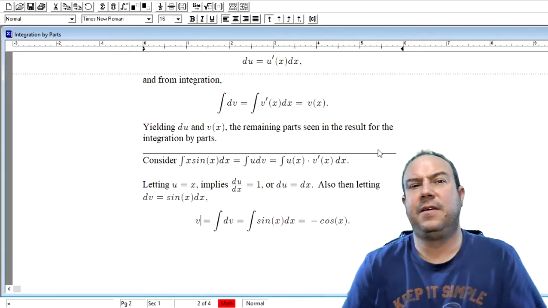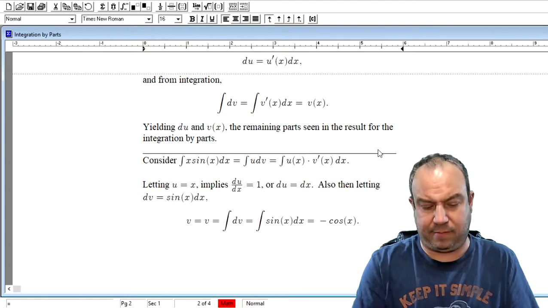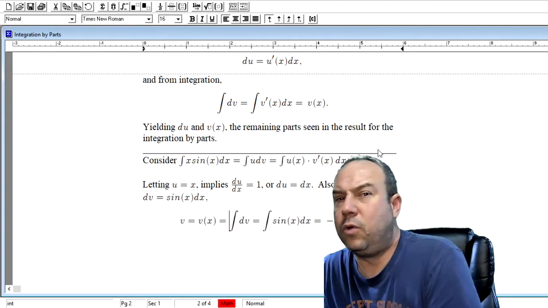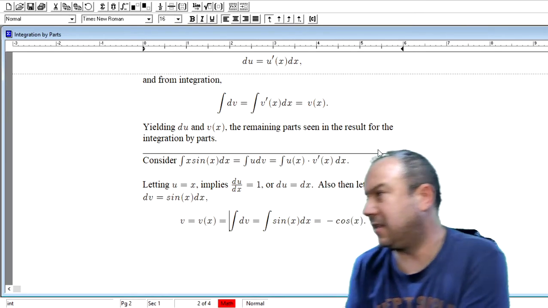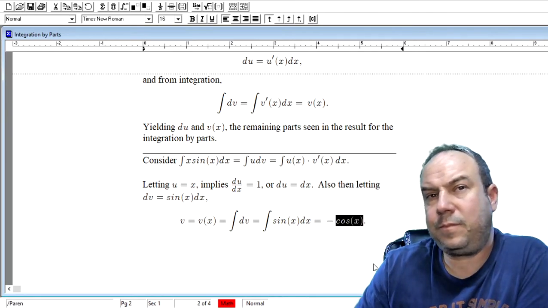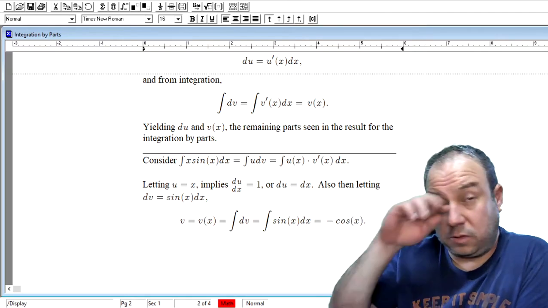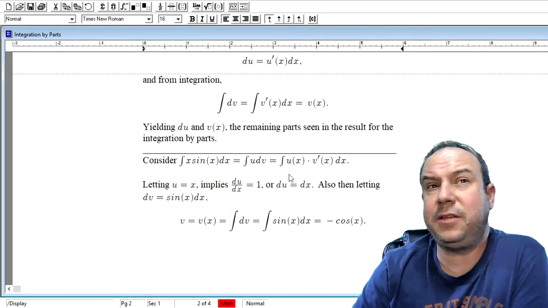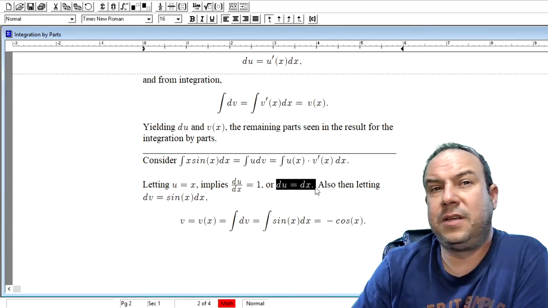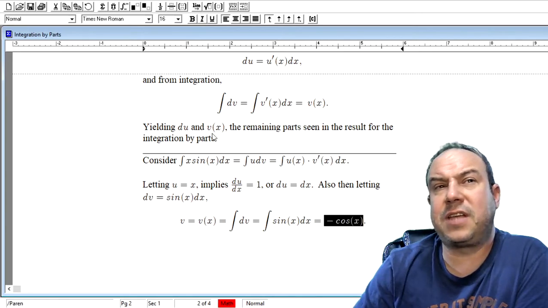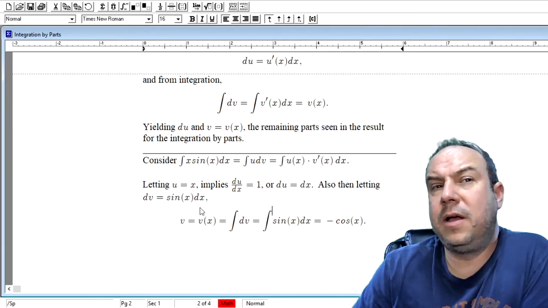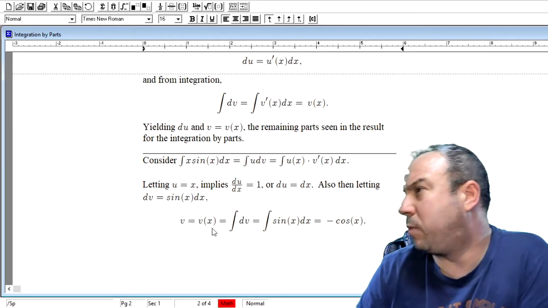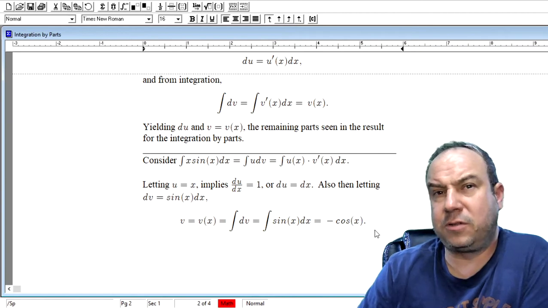V equal to v of x would equal the integral of dv, or the integral of sine x dx, which is negative cosine x, seen here. And that, folks, gives us the remaining two parts, du and the value v of x, negative cosine of x, where we can use these parts in our integration by parts result.